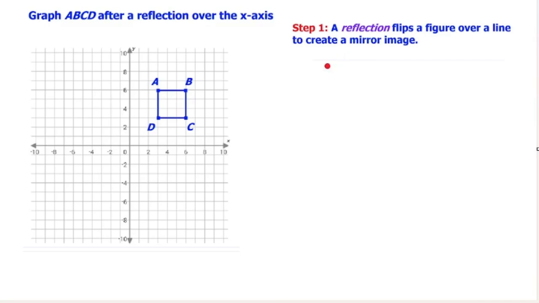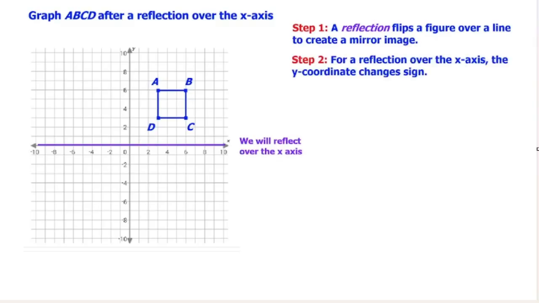Step 1, understand what a reflection is. A reflection flips a figure over a line to create a mirror image. So this is the line that we're going to reflect from. Okay, we will reflect over the x-axis. Next step, for a reflection over the x-axis, the y-coordinate changes sign.